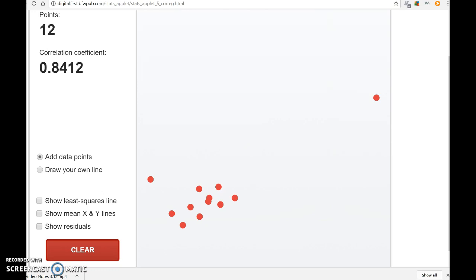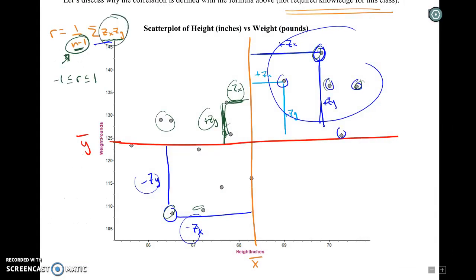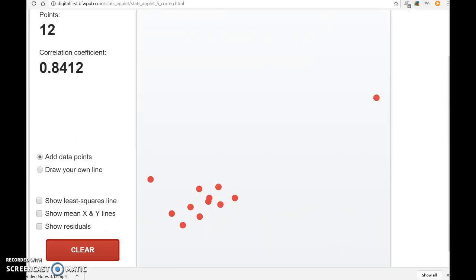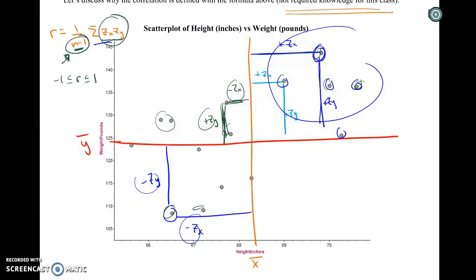So this point has got a huge z-score in the x data set, and it's got a huge z-score in the y data set. Well, when you take a product of a really big number and a really big number, you get a really big number. So it overpowers all of the other products, and it artificially inflates the strength of that relationship. Bottom line is, when you have outliers like this, you really got to be careful about how you use the correlation coefficient in the future, okay?